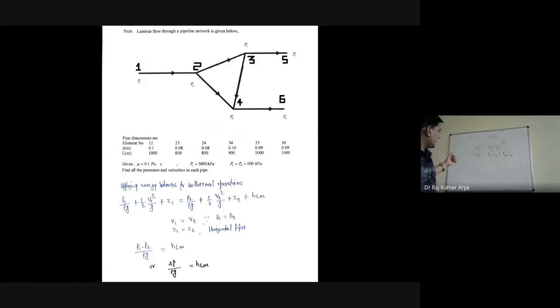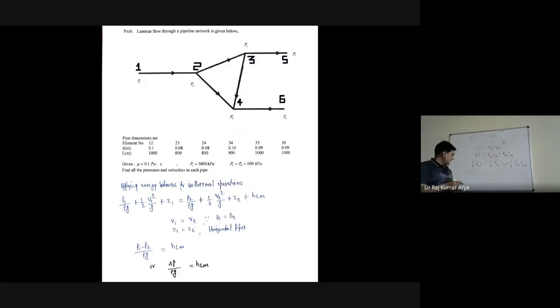So this we can write now. We can write expression for these areas here. So area of one is pi by 4, d1 square, v1. Here you have pi by 4, let's say d1-2, we are putting here. Here you have d2-3 square and v2-3. And here again you have pi by 4, d2-4 square.